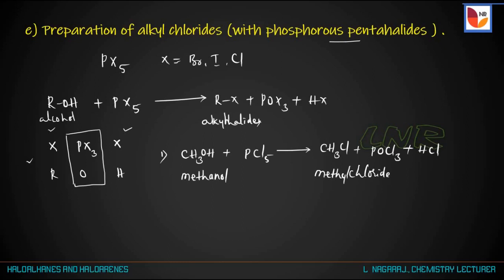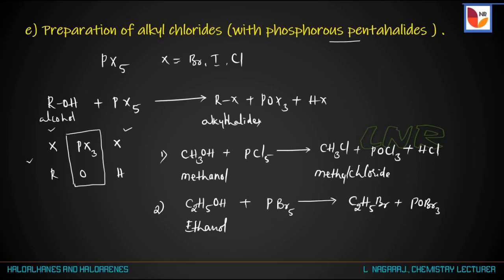And let us take one more example, that is ethanol, C2H5OH, ethanol. So when ethanol reacts with the phosphorus pentabromide, it gives the product, that is C2H5Br plus POBr3 plus HBr, that is conversion of ethanol to bromoethane.